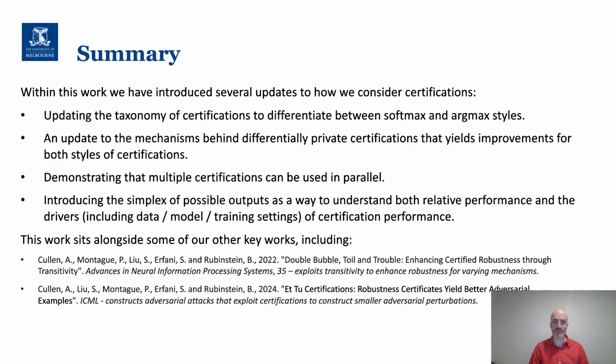Now we'd like to emphasize that this work sits alongside some of our other key works, including Double Bubble, Toil and Trouble, Enhancing Certified Robustness Through Transitivity, which shows how robustness certificates can be improved by exploiting the transitive property, and ET2 certifications, robustness certificates yield better adversarial examples, about how adversarial attacks can exploit certificates of robustness to produce better adversarial attacks, which is a very surprising and concerning result.